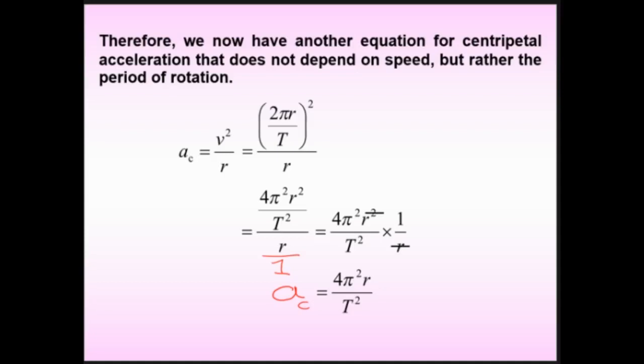So now I can give you a problem where I don't give you speed, but rather I give you the radius of the circle and the period it takes to revolve around that circle once. And then you can tell me how much centripetal acceleration is pulling it in. Or I could give you the AC and the T, and I ask you how big the circle is.